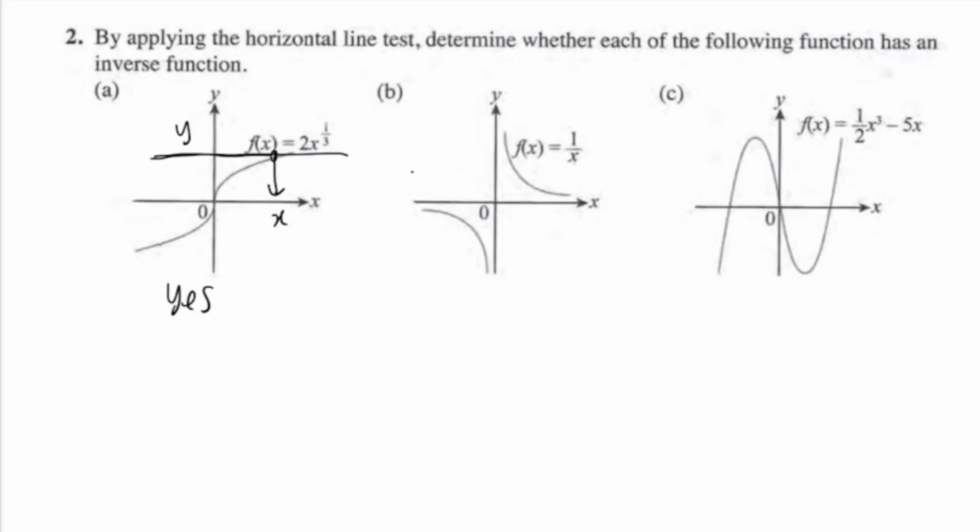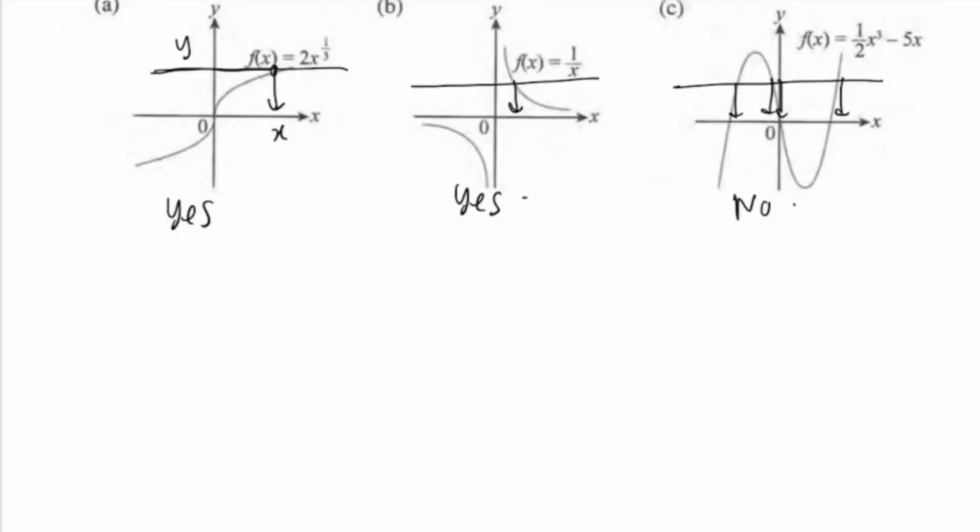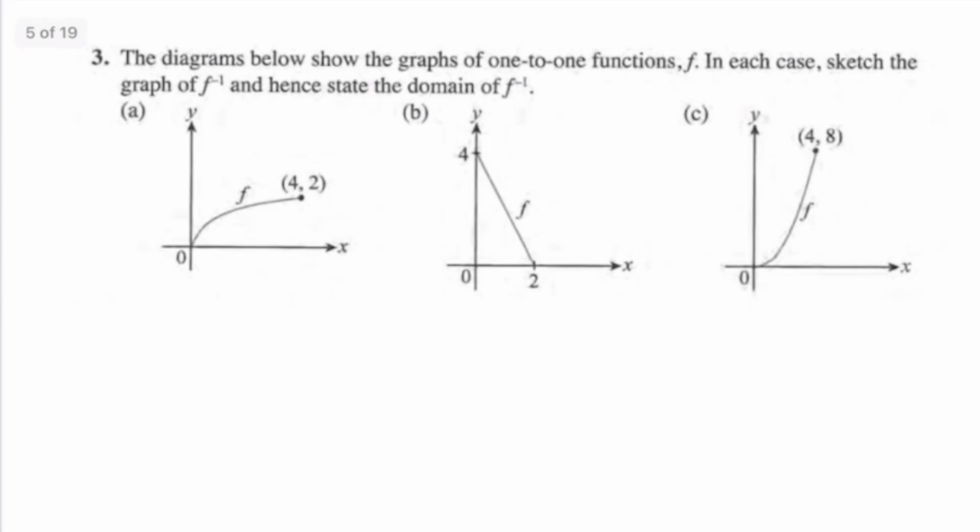Okay, the second one you cut across here. Can you see? There's only one point that it cuts through, right? So it is also one-to-one, so it has an inverse. Okay, the third one you notice you cut across, right? It has 3 different points here. So there are 3 different x values that map onto one same y. So when you map y back to x, it's not many-to-one, it becomes one-to-many. So it is not one-to-one, so it doesn't have an inverse. Okay, that's question number 2.